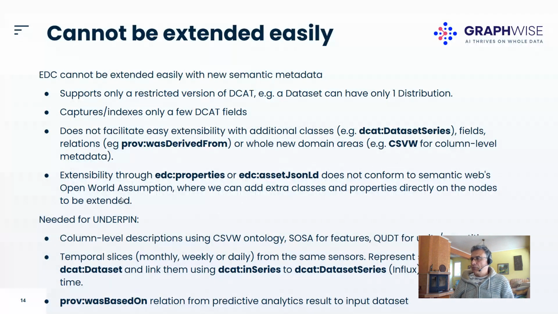In UNDERPIN, in particular, we needed, and we use, CSVW for describing columns, SOSA for describing features of interest, QUDT for units and quantities. We also accommodate temporal slices of datasets, so a series of CSVs can result in the same dataset series in Influx, right? If you know that they conform to the same schema and that they are part of the same series.